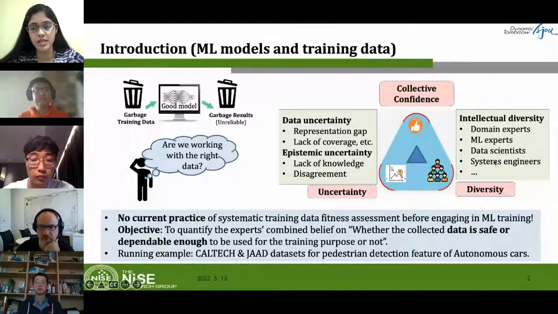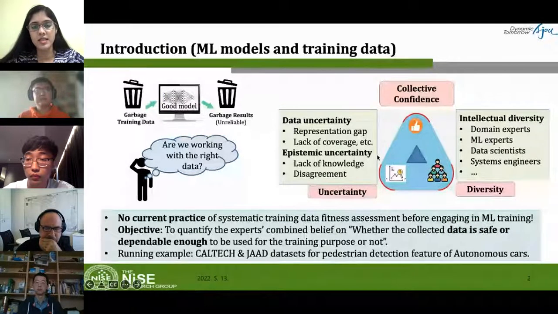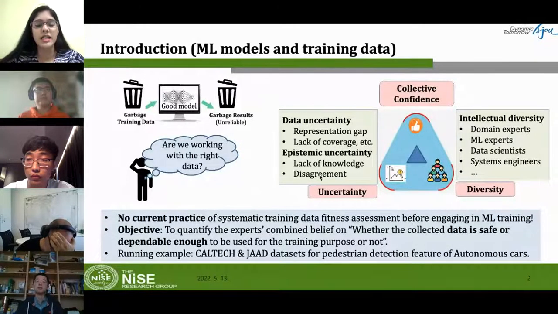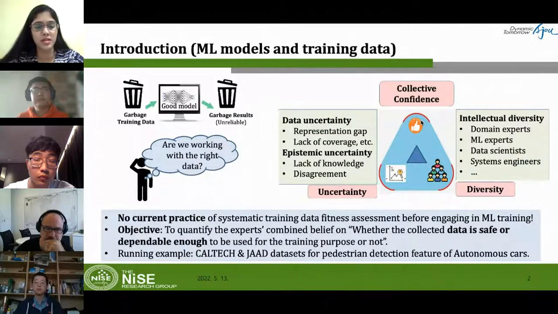One is intellectual diversity, that means including experts of diverse background in the process of fitness assessment. Next is uncertainty: data uncertainty coming from lack of coverage, etc., and epistemic uncertainty due to lack of knowledge and disagreement among the experts. And finally, we want to quantify the experts' combined belief and confidence on whether the collected data is safe or dependable enough to be used for training purpose or not. And we use Caltech and JAAD datasets as running examples for the pedestrian detection feature of autonomous cars.